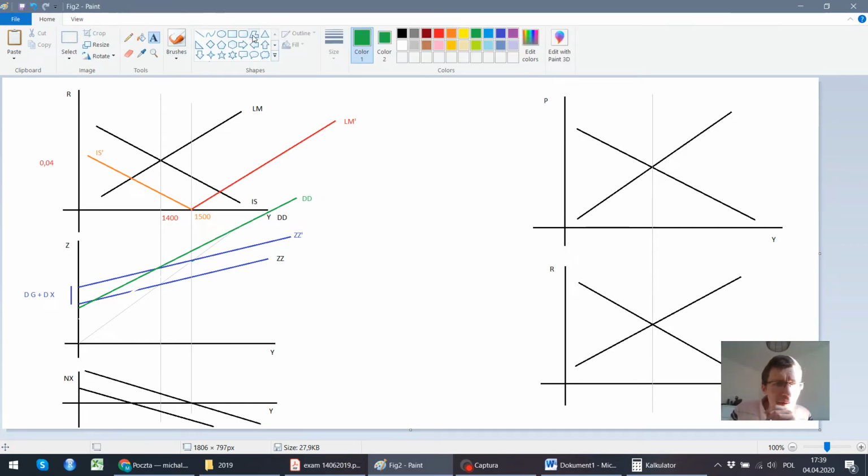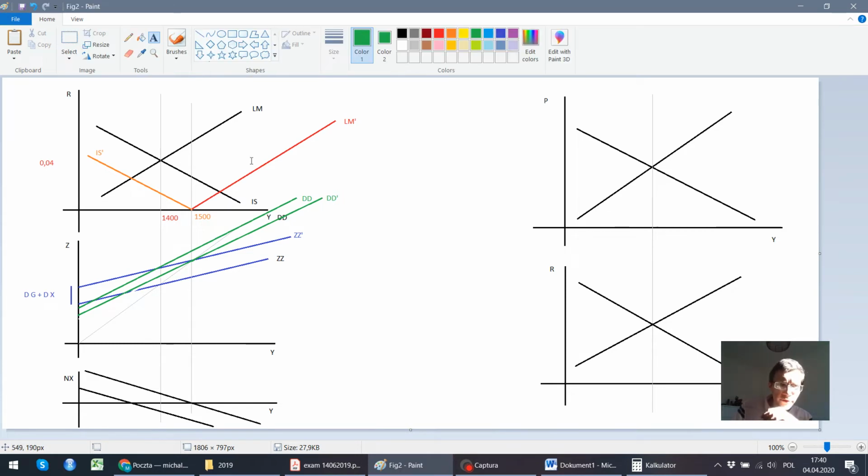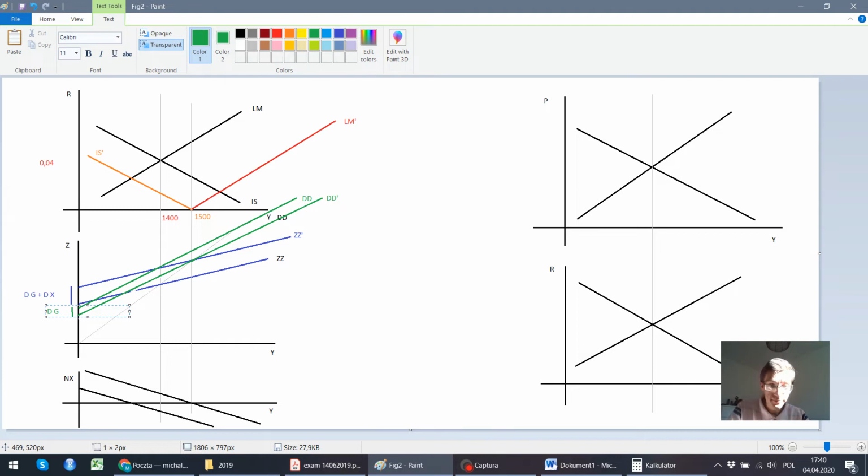It's not easy to have everything working, and the new DD curve is somewhere here. So let's call it DD prime. So we have a decrease in the DD curve, which is equal exactly to the change in governmental expenditures, which is, as you remember, negative.